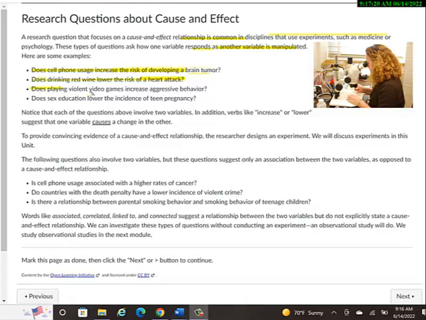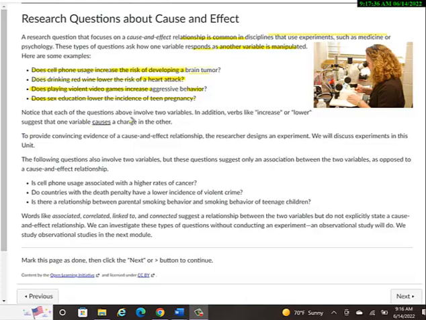Does playing violent video games increase aggressive behavior? Seen that headline? These are definitely popular questions that you've seen, I'm sure. Does sex education lower the incidence of teen pregnancy? I've seen that one as well, all of those.